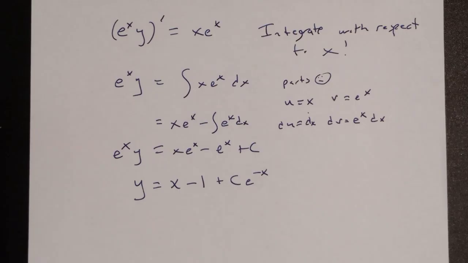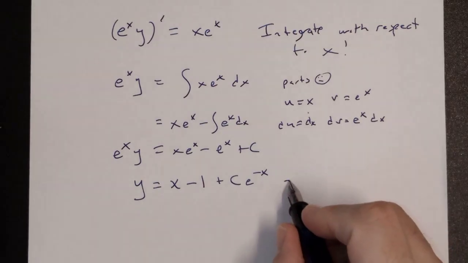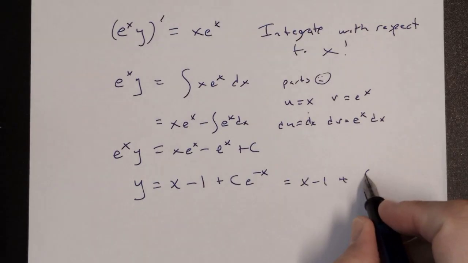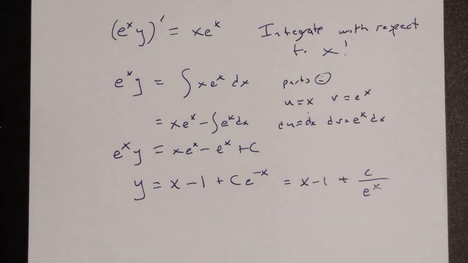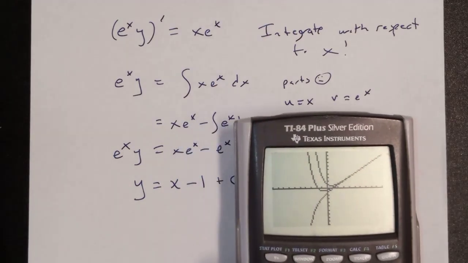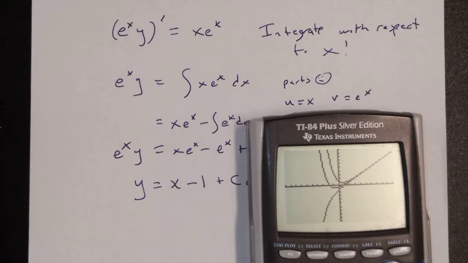Remember, e to the minus x is the same as over e to the x. What happens as x gets bigger and bigger and bigger? This term gets bigger. This term goes to 0. As x gets bigger and bigger and bigger, regardless of the value of c that we pick, this term goes to 0. And that means we have a slant asymptote here. All of our graphs get closer and closer to the line y equals x minus 1.